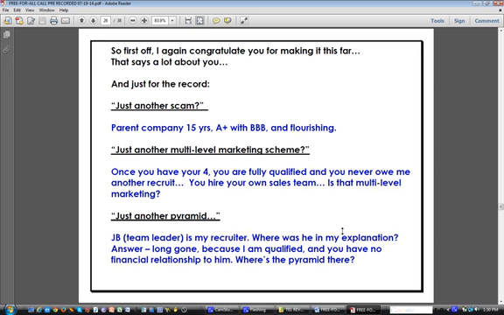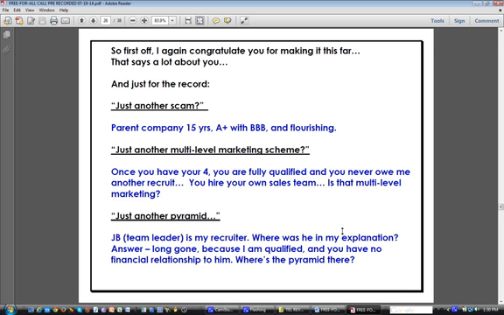Just for the record, however, let's deal with a few of those issues. Just another scam? Parent company in business 15 years, A+ rating with the Better Business Bureau, flourishing with 0 complaints. I think not. Just another multi-level marketing scheme? Well, multi-level marketing implies multiple levels, right? And so understand that once you have your 4 sales, you are fully qualified. You don't owe me another recruit. You break away from me. You can operate your own business. You can become a leader and do these calls just like I'm doing if you want. Is that multi-level marketing? Again, I think not.